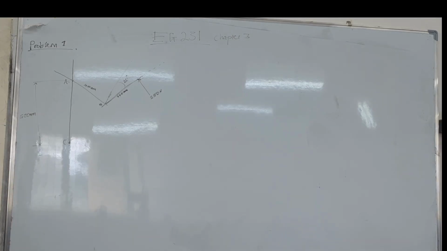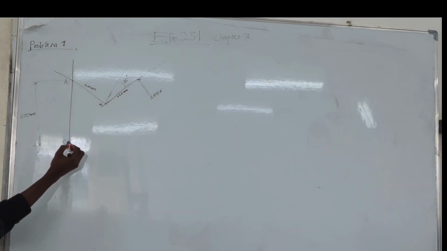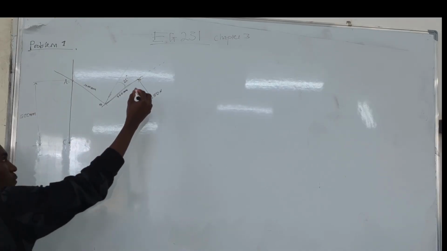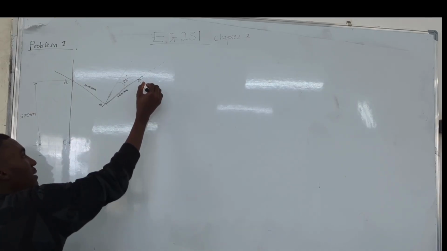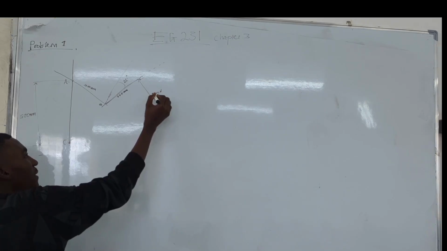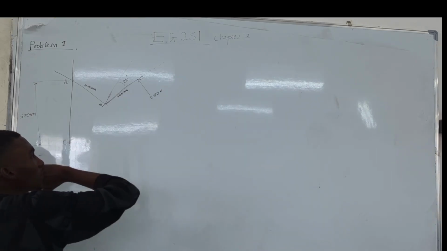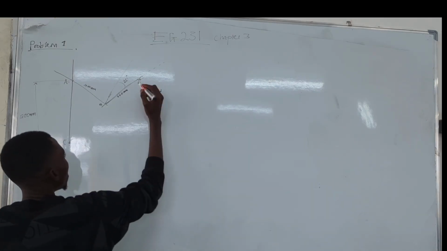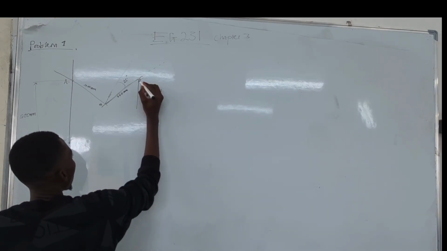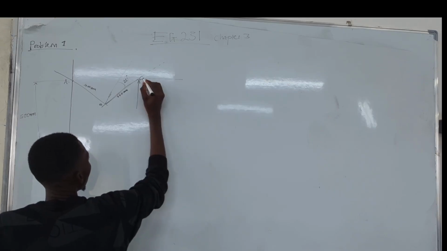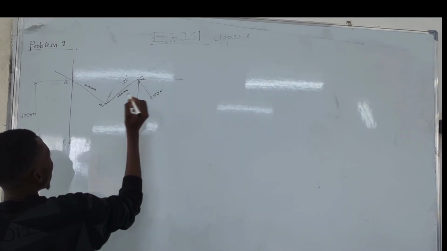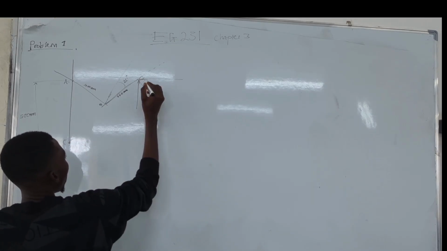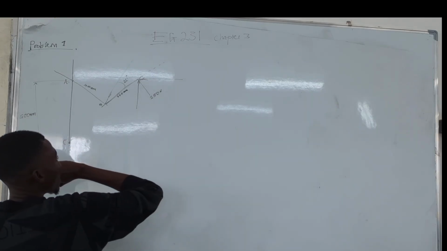So for us to find the moment of the force about point O, as you can see, this force given as 250 Newton is going to have some components, in the X and in the Y. The force here and the force there: the force in the Y and the force in the X.